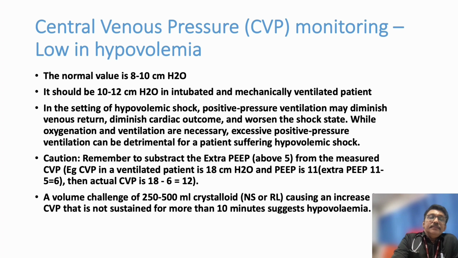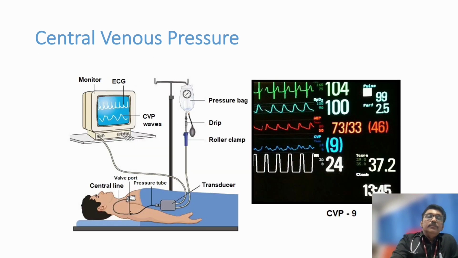In ventilator patients, that may slightly alter. I am not going into the details of that. But in a patient who is having low CVP, not on a ventilator, you can safely give fluids and improve the CVP to 8 to 10, or more than 10, initially itself. So this is CVP monitoring.